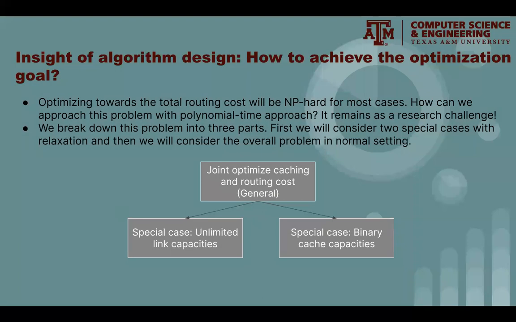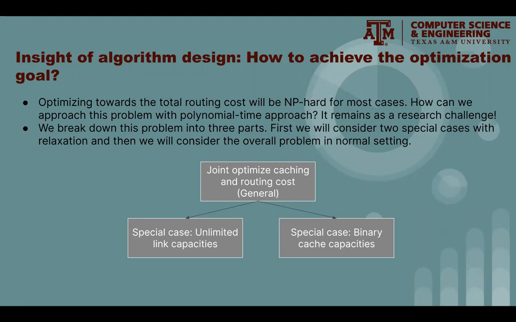So next is the detailed algorithm design, and I will hand over to Sir. Yeah, let's take a look at the inside of their algorithm design. So how to achieve the optimization goal. We want to optimize the total routing cost, which will be NP-hard for most cases. So how can we approach this problem with a polynomial time approach? It remains a research challenge.